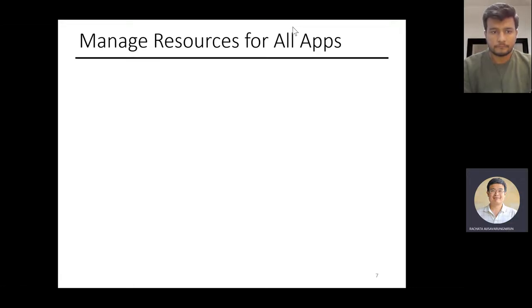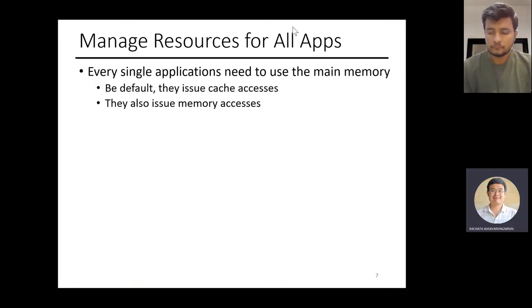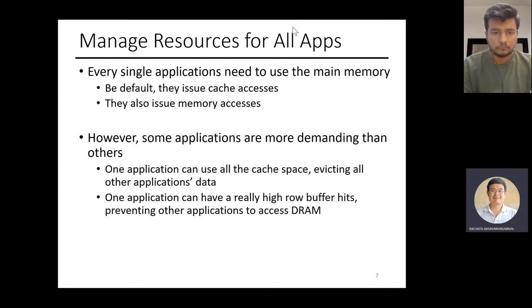In this case, I have multiple apps that want to use the resource that is being shared. So every single application needs to use this main memory, for example, right? By default, they would issue the cache access. And then if it misses in the cache, what would happen? It would have to go to the main memory, right? The problem with this assumption is some applications are more demanding than others, right?